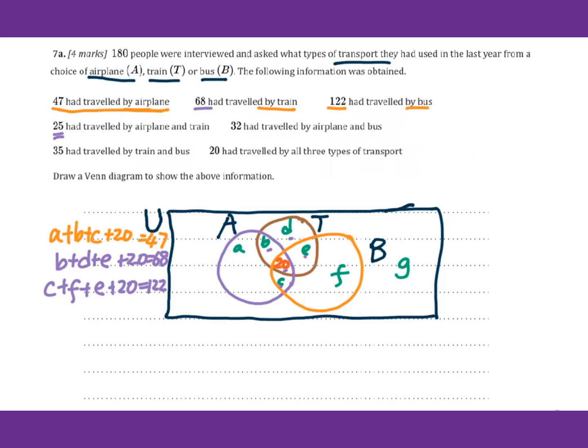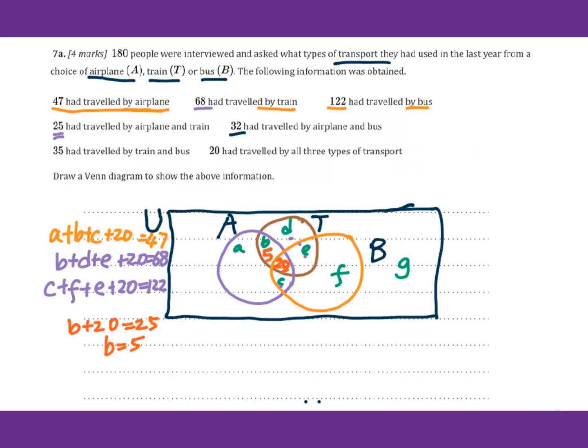25 had traveled by airplane and a train. Airplane and a train, that means you have this B and a 20 together. So we have B plus 20 equals 25. So B equals 5. This equals 5. They didn't say 25 had traveled by airplane and a train only. If you see only, that means B equals 25. If they didn't say only, it means B plus 20 equals 25.